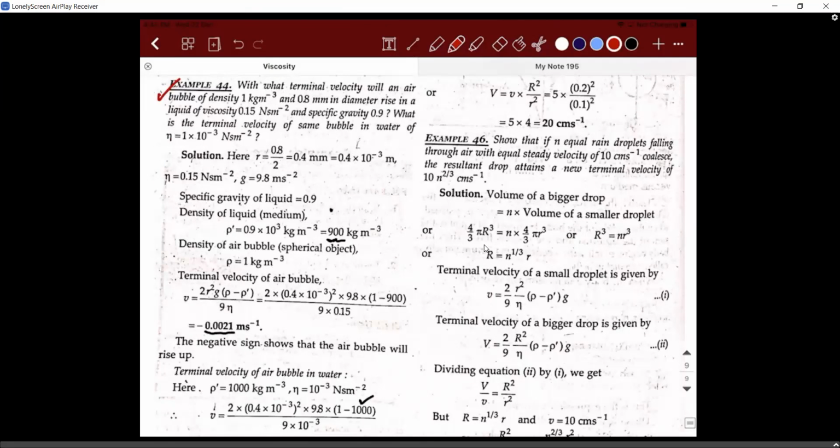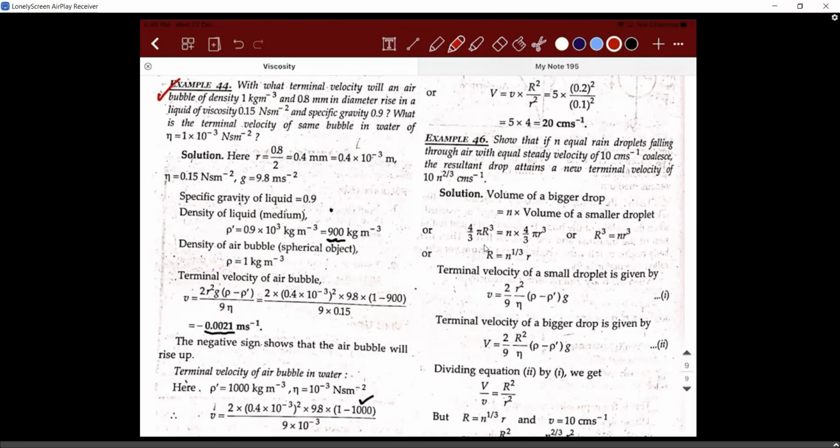Shall we try the next one? With what terminal velocity will an air bubble of density 1 kilogram per meter cube, write it down, air bubble of density 1 kilogram per meter cube. So when they say air bubble, sphere is running in my mind. Of density 1 kilogram per meter cube and 0.8 millimeter in diameter. So what is the radius? 0.4 millimeter.